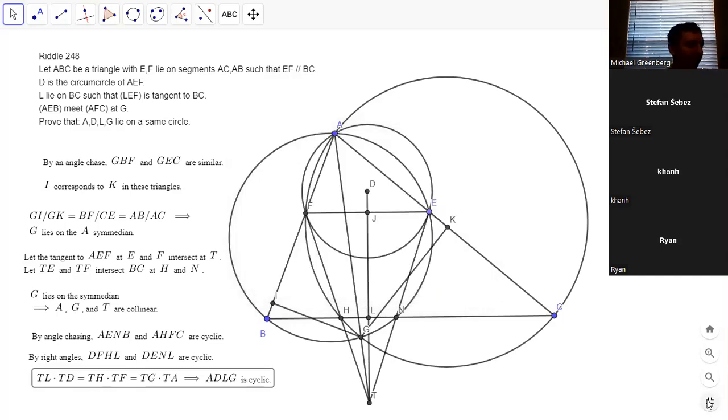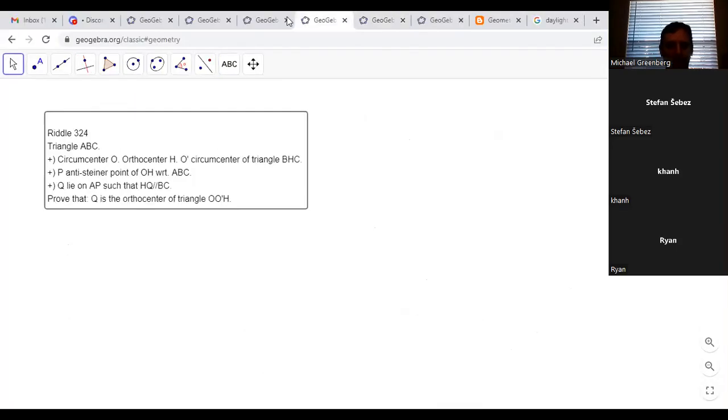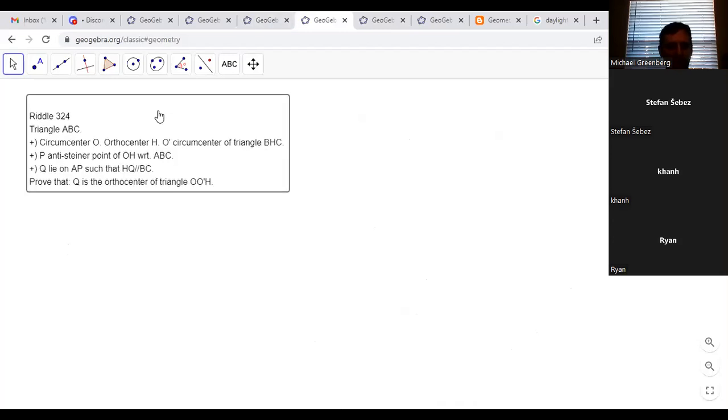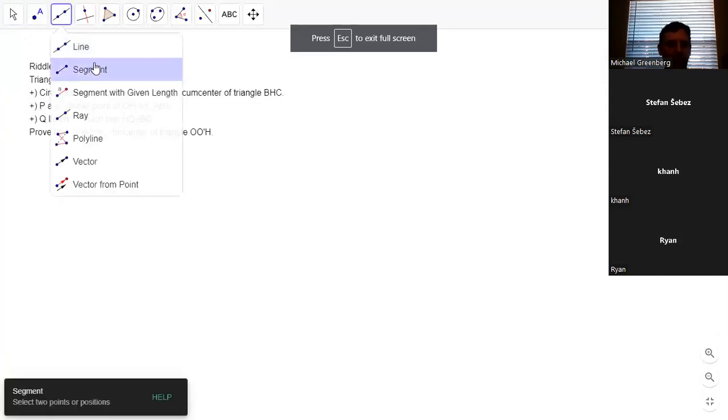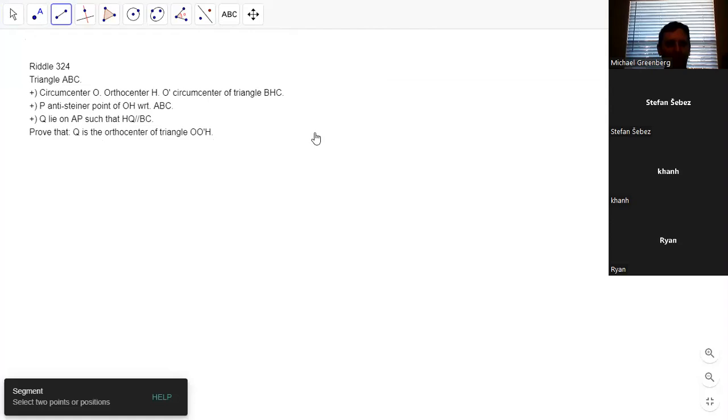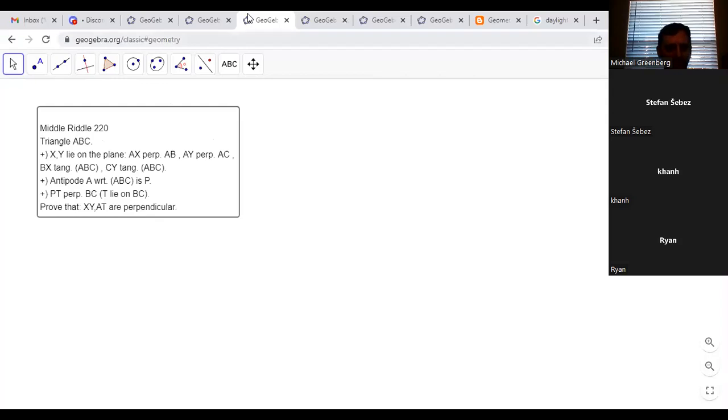So we have about a half hour left. Let's see what else we can do. We got that, we got that. This is kind of interesting. This is a newer riddle though. So it's, oh, anti-Steiner point. It's probably gonna be harder. Let's try this. This one actually looked kind of fun.